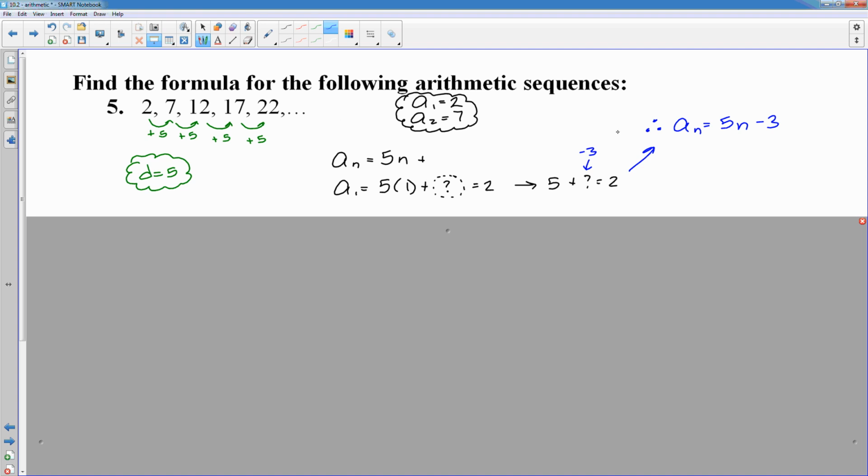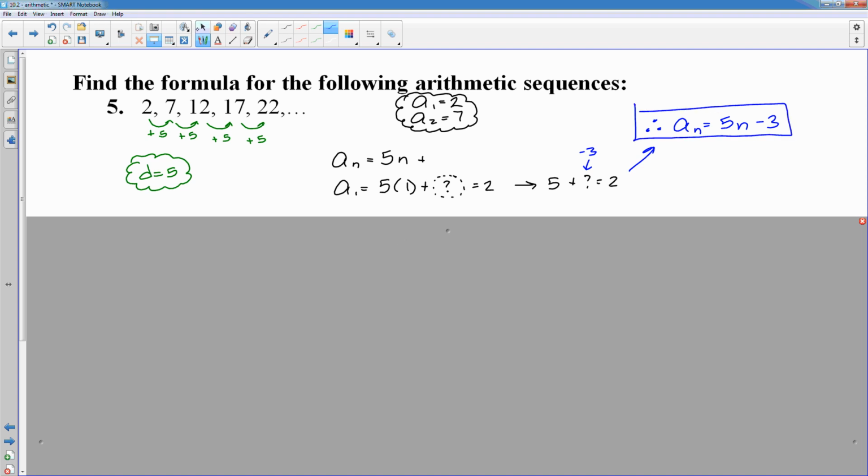And then I'll test that really quick. I'll plug in 2. My second term should be 7. 5 times 2 is 10, minus 3 is 7. If I plug in 3, I should get 12. 5 times 3 is 15, minus 3 does give me 12. So there is my sequence.